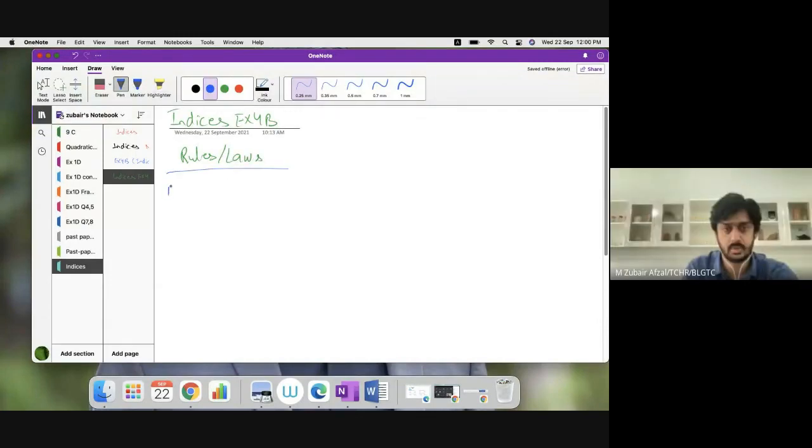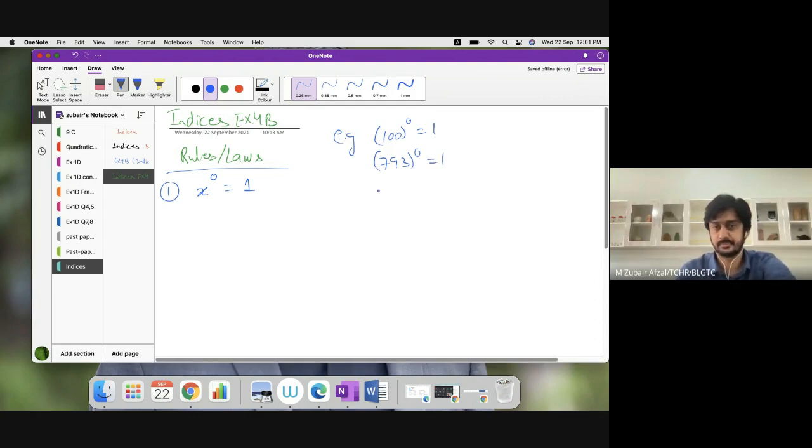So rule number 1 for this is anything raised to power 0 is 1. Examples are, suppose you have 100 raised to power 0, answer is 1. You have 793 raised to power 0, answer is 1. We'll keep on writing. If you have any problem, just ask.